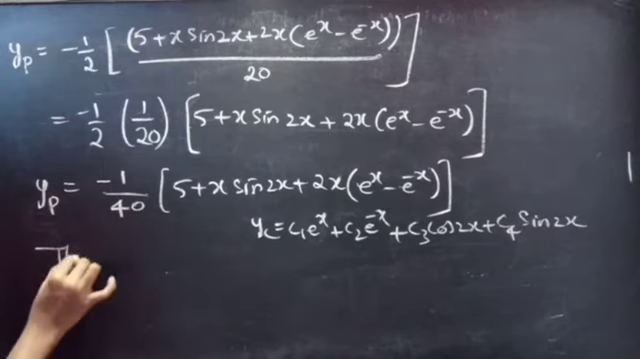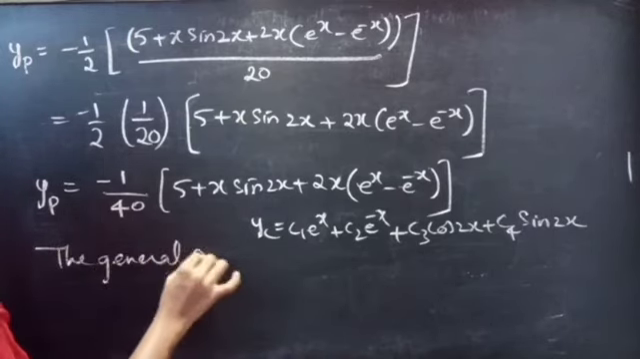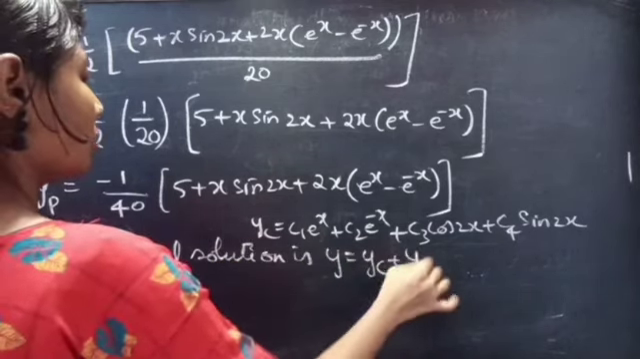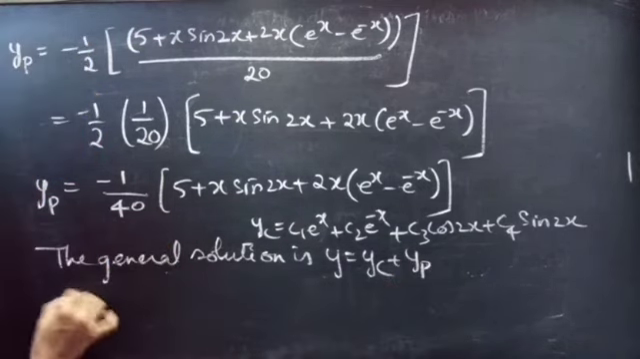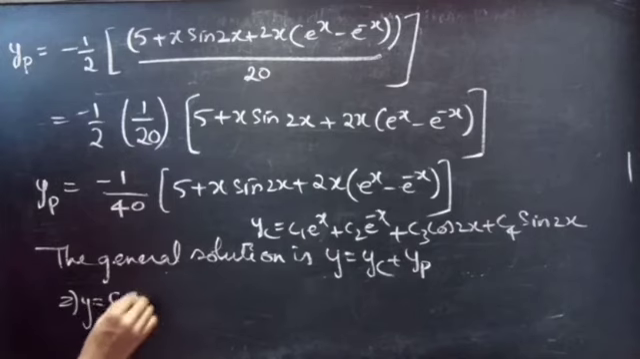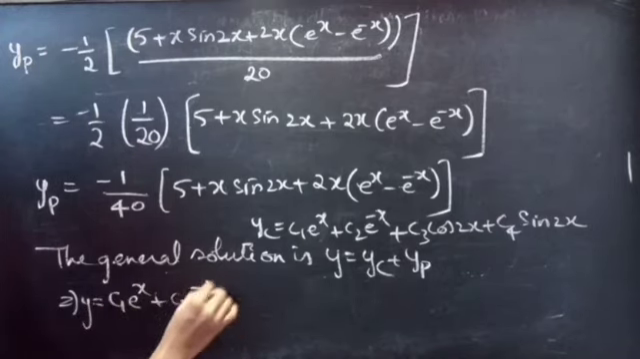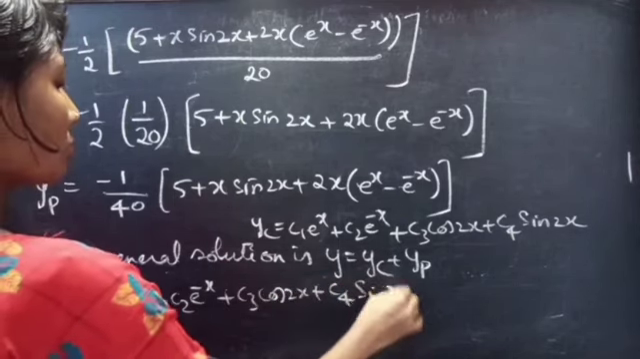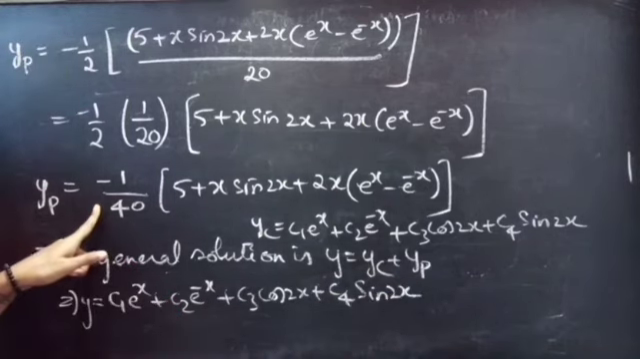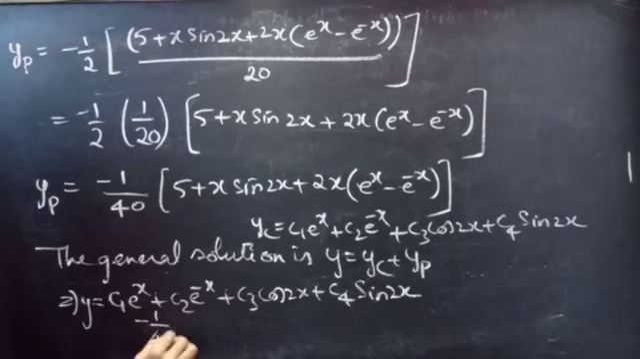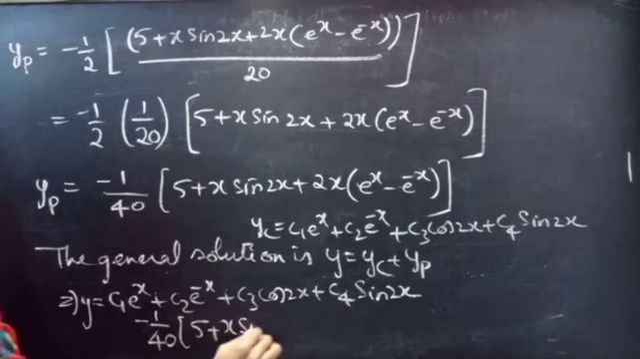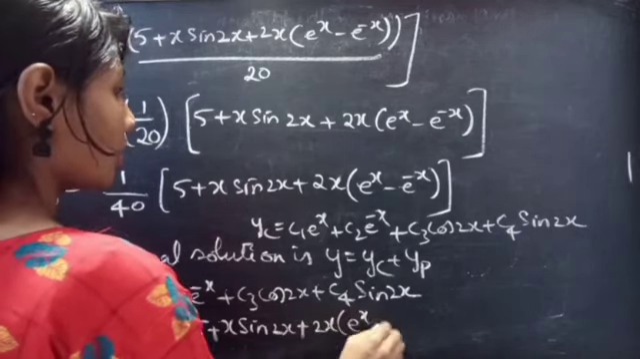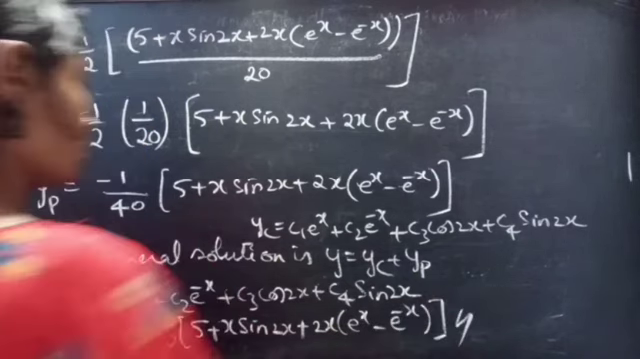Now let's write the general solution. The general solution is given by y equals yc plus yp, right? Then our general solution will be y equals yc, c1 e power x plus c2 e power minus x plus c3 cos 2x plus c4 sin 2x, plus yp, minus 1 by 40 into 5 plus x sin 2x plus 2x into e power x minus e power minus x. This completes the solution.